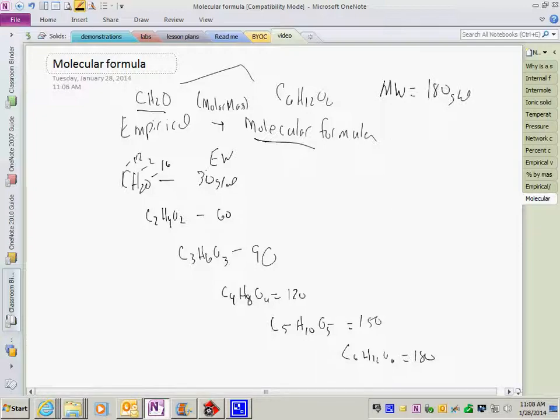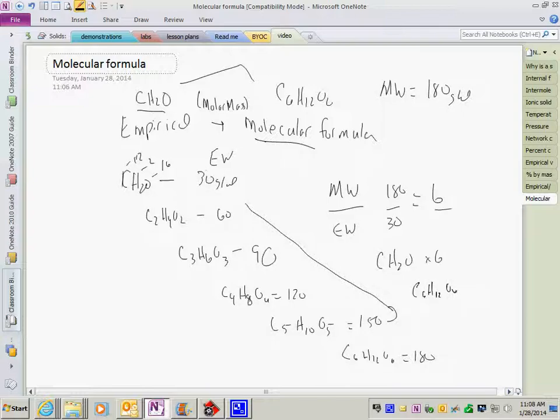You can either step it down like this, or you can take your molecular weight divided by your empirical weight, which would be 180 divided by 30 and equals 6. This should be a whole number, and therefore this is inherently the multiple. You take your empirical formula, CH2O, multiply everything by 6 and get C6H12O6, and that would be your molecular formula.